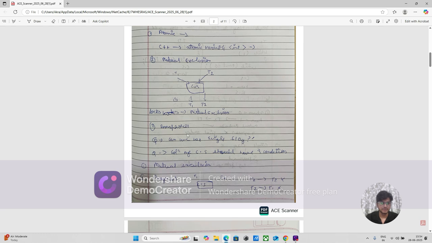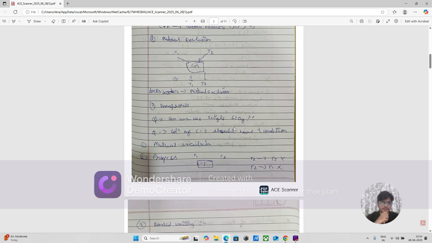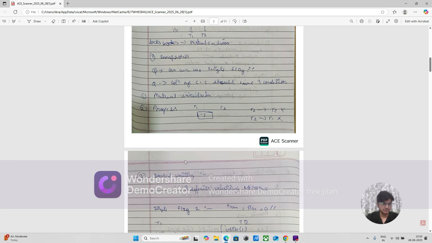And third is semaphores, which have two types, one is binary and the other is counting. A binary semaphore takes a 0 or 1 value, and a counting semaphore depends on the number of instances. So with semaphores, you can also use flags.